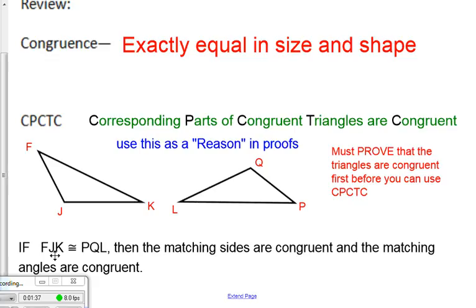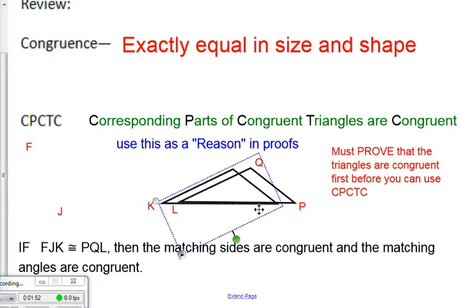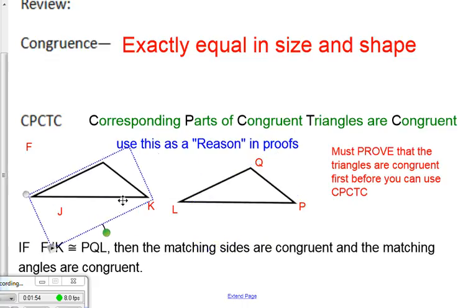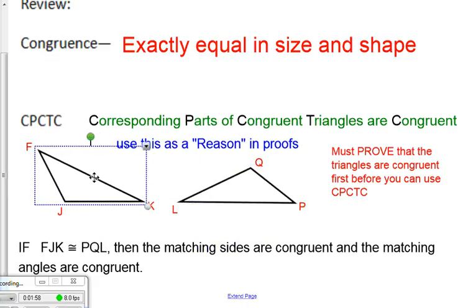So in this case, if FJK, if this triangle right here were congruent to PQL, so it matched up perfectly, you can see, I wonder if I can flip this around. There we go. Notice that they match. But we had it like this, so we have to keep it in the right position. When we flipped it, F was where P was, J was where Q was, K was where L was. That's why we have to write it this way.